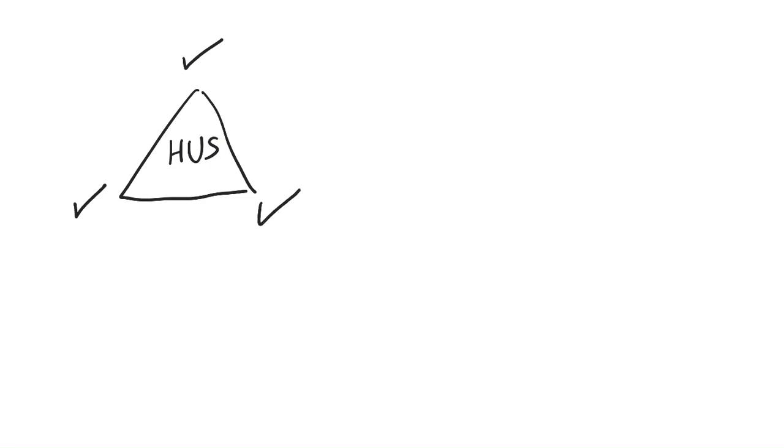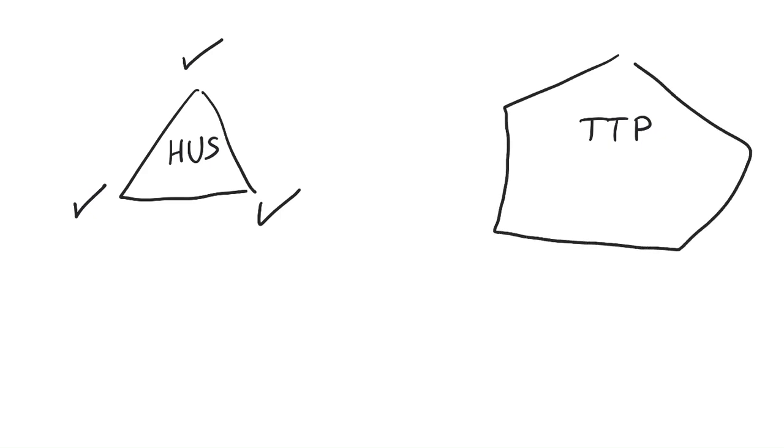Let's review from scratch. HUS was a triangle. What are the 3 symptoms? Microangiopathic hemolytic anemia, thrombocytopenia, renal failure. TTP is a pentagon. 1, 2, 3, 4. Yes, this is a pentagon. Microangiopathic hemolytic anemia, thrombocytopenia, acute renal failure, fever, and neurological symptoms.